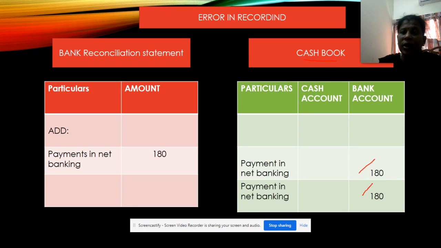This error has to be rectified. So when we are going to the bank reconciliation statement, I have to rectify this. How to rectify? I have to make the cancellation entry. If the payment has been made twice, two times the money will be deducted. So once I make an entry of 180 in the add column, one payment gets cancelled. So the balance 180 will be remaining. This is why I am making that entry in the add column.